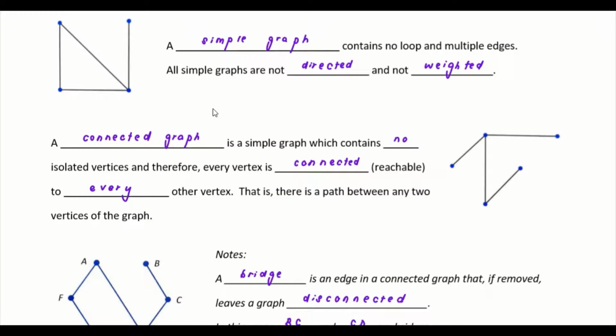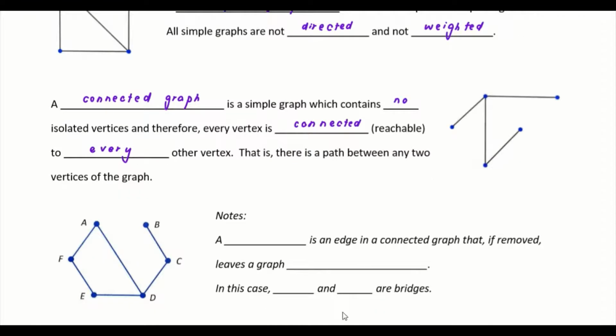Sorry, I think I made a typo here. When you receive your handout, you should see that in your notes; I will try to remove this part. Please remember that a connected graph doesn't need to be a simple graph. The main idea is to make sure all the vertices are connected to each other. So even if there's a loop or multiple edges, as long as all the vertices are reachable from the other vertices, it is still called a connected graph.